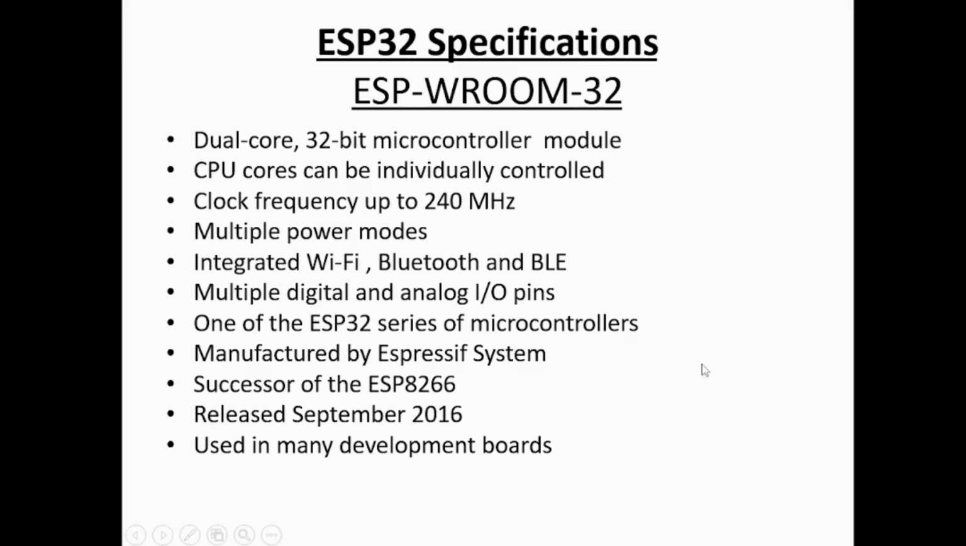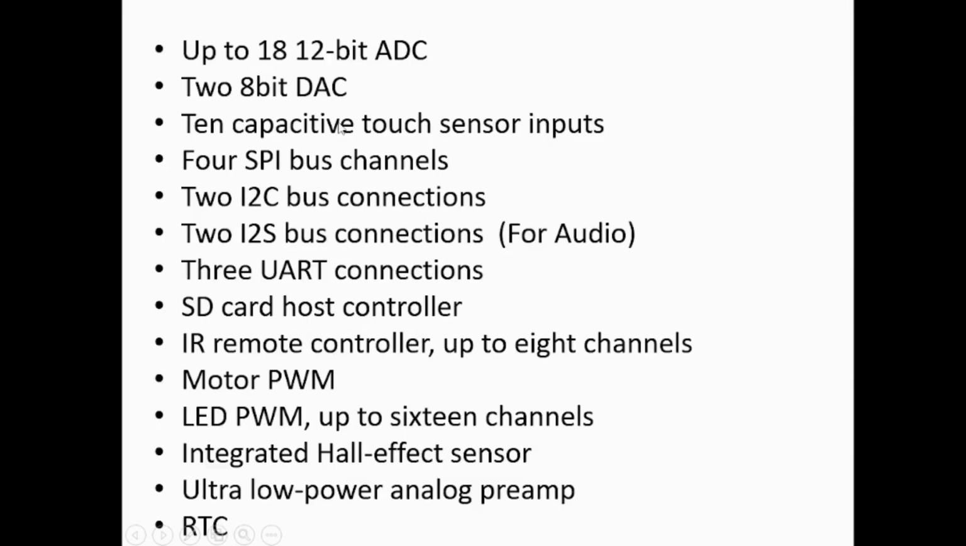It's a dual core 32-bit microcontroller module with a clock frequency of 240 megahertz. It has integrated Wi-Fi, Bluetooth and BLE, and some digital and analog pins. It's the successor version of ESP8266. It has up to 18 12-bit ADC channels, 2 8-bit DAC, and 10 capacitive touch sensors, which are inbuilt in the ESP32.